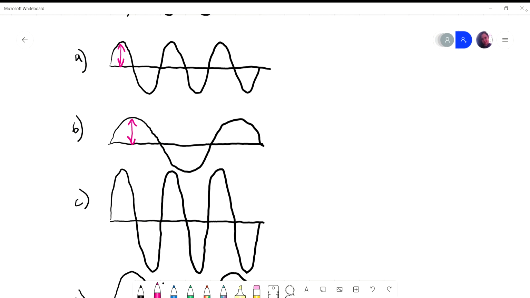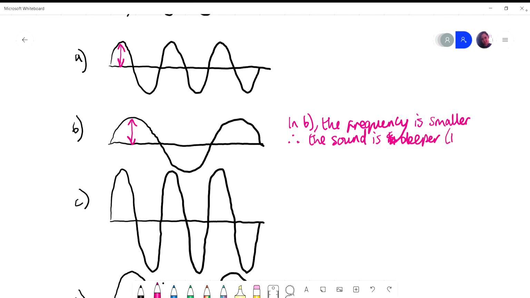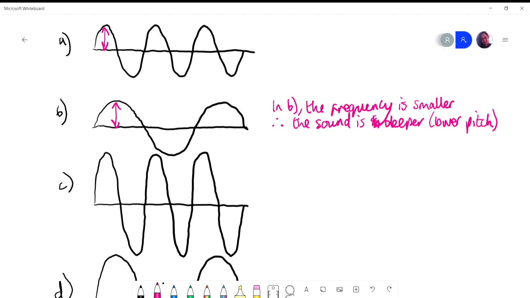So in B, the frequency is smaller or lower. Therefore, that's what these three dots mean. Therefore, the sound, because we're talking about sound waves here, is deeper, lower pitch. Okay. So that is the effect that changing the frequency has. That's probably not that new of an idea to you. So the frequency determines the pitch, whether it's high or low.